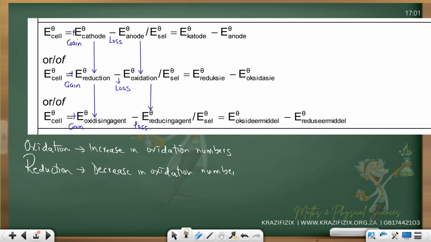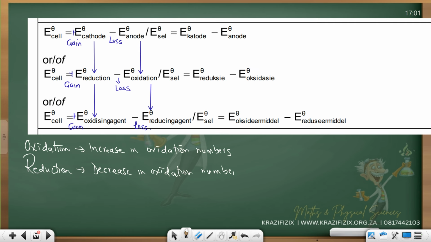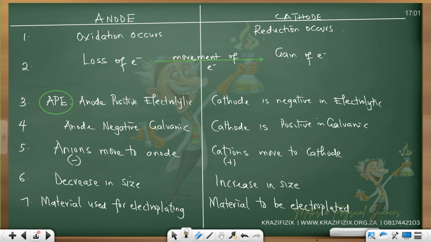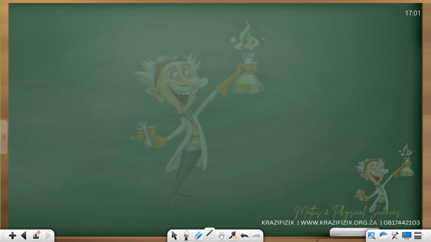Okay, what's our next point? Our next summary quickly. Half reactions. We covered that, right? Anode and cathode. Half reactions. Cell notation. Okay, we'll talk about that under cell. Okay, let's look at cells quickly. How many cells do we have? We have 2 cells. Electrolytic and what?